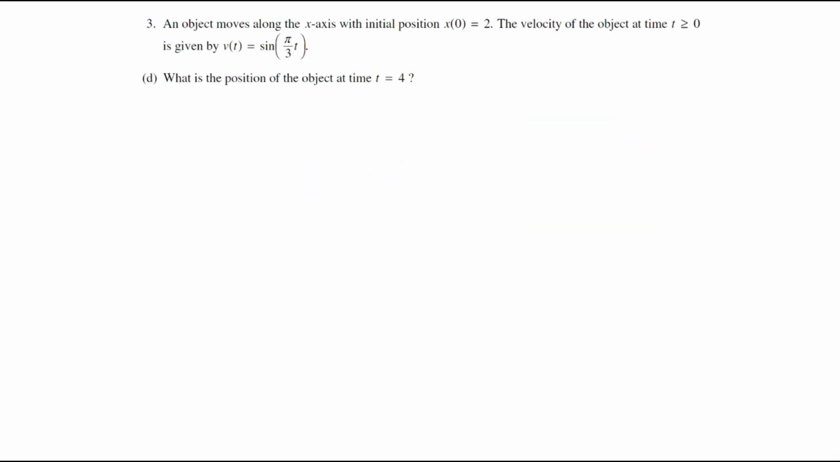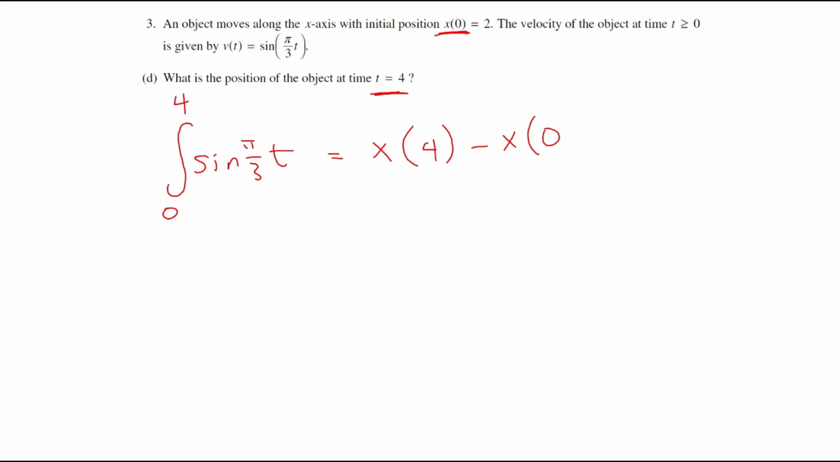In part D, it asks us for the position of the particle at t equals 4. Well, we know that an integral of velocity gives us displacement. So I can figure out exactly how far the particle goes from, let's say, its initial position of 0 to its new position of 4 by integrating the velocity on the interval from 0 to 4. Right? That will give me the position at 4 minus the position at 0. It just tells us the displacement on that interval. Well, if I want to know where it is at 4, that's what the question is asking. What's the position at 4?